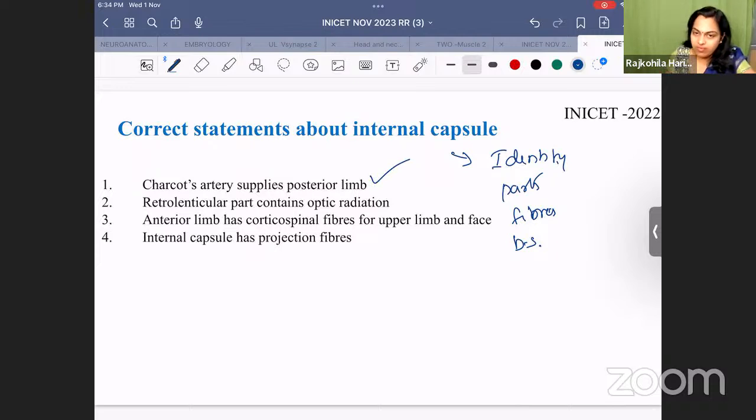Retrolenticular part contains optic radiation. Yes. Anterior limb has corticospinal fibers? No. Right? The corticonuclear fibers for the face, head and neck will be in the genu. Upper limb will be in the posterior limb. Of course, internal capsule is a projection fiber.